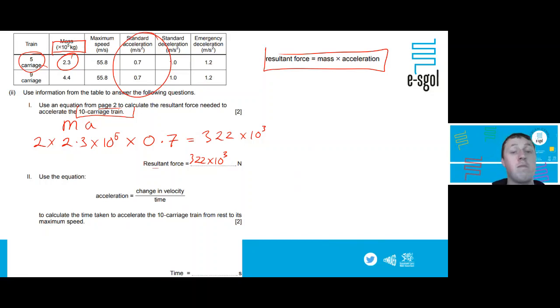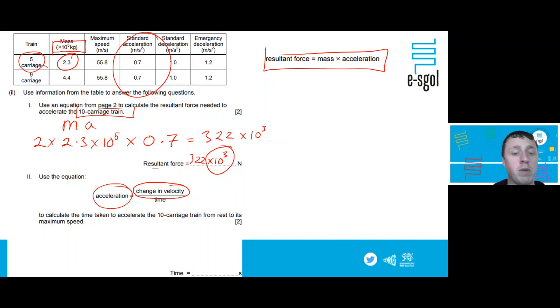You could write it as in meganewtons, giganewtons, but be familiar with this notation. Second part of the question asks us to use the equation which they provide to calculate the time taken to accelerate the 10 carriage train from rest to its maximum speed. So we already have the acceleration. We have an understanding of the maximum speed of 55.8.